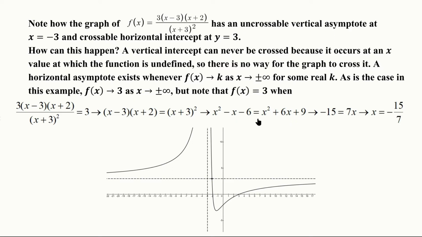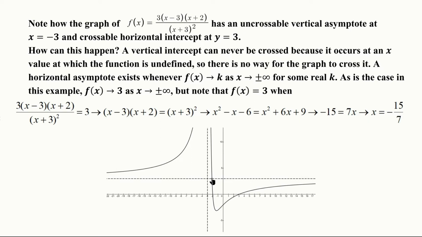And notice that the x squares will cancel out because they're the exact same term on both sides. Moving the constants to the same side and the x's to the same side, we end up with 7x equals negative 15. So x equals negative 15 over 7. So negative 2 and 1/7, right? Notice it's slightly to the left of negative 2.